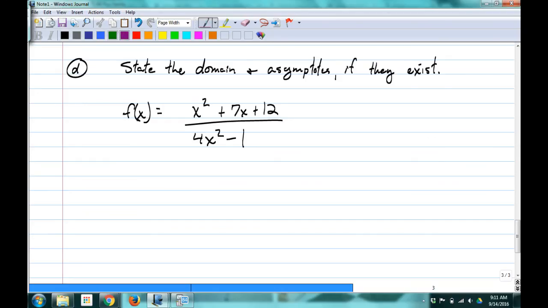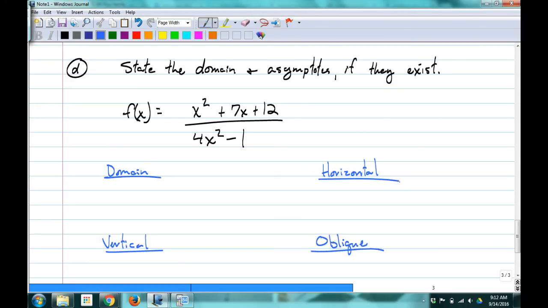So if we're going to state the domain and then the asymptotes, we're going to have the domain, and right there with that, I'm going to get the vertical asymptotes. And then I want to do horizontal if they exist, and then oblique if they exist. On quiz for this, I'm going to ask you for one of those things. But you may have to go through 2 or 3 of them to get one of them. Okay, so domain, let's get that first.